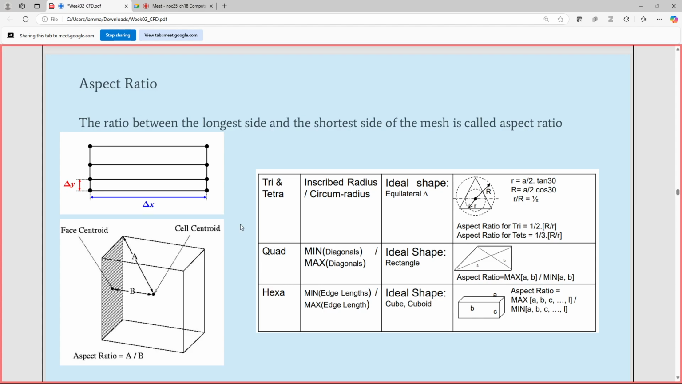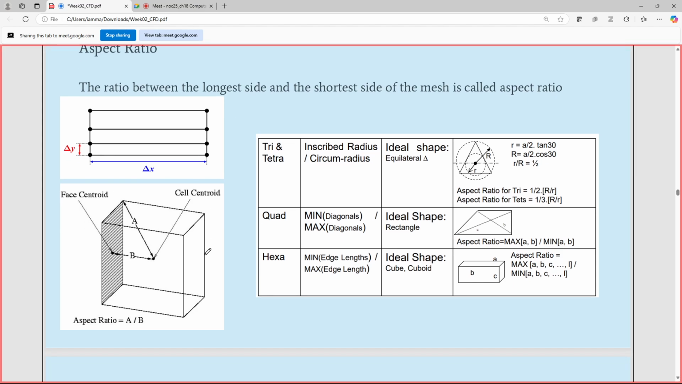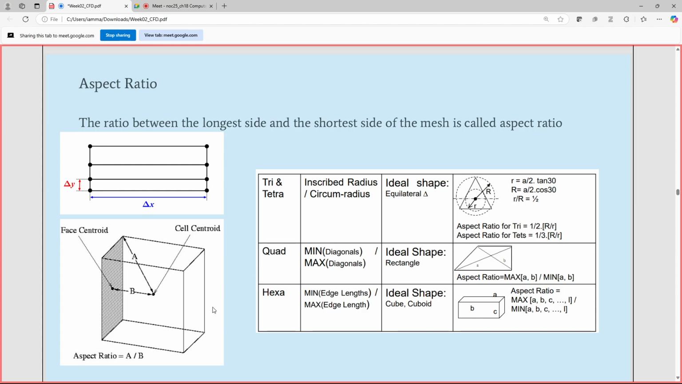So if you take here, it's a simple representation. For a 2D mesh, it is like delta x by delta y. That's the ratio between longest side and shortest side. But if you see here, this is a 3D element. In a 3D element, the aspect ratio is defined as a by b, where a is the half of the diagonal, or the distance from centroid to the farthest vertex, divided by b, the distance from centroid to the face centroid. So this becomes the aspect ratio.